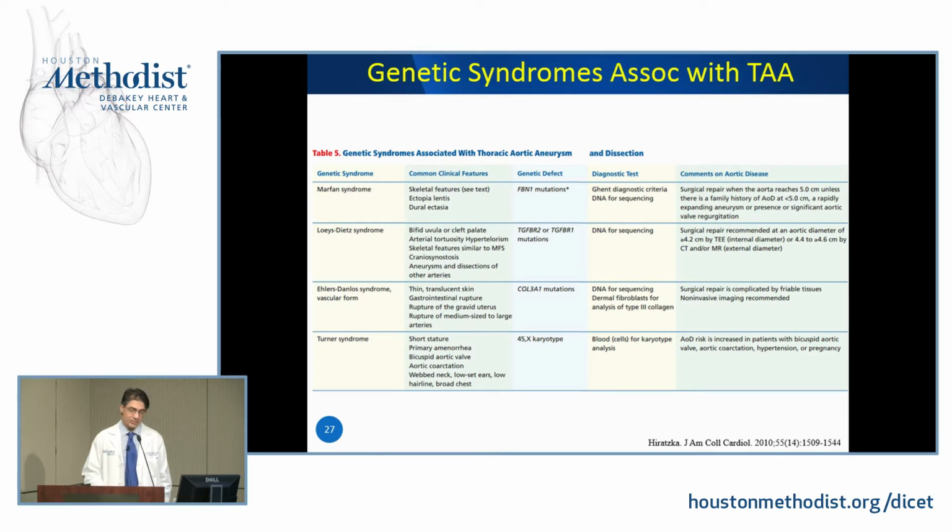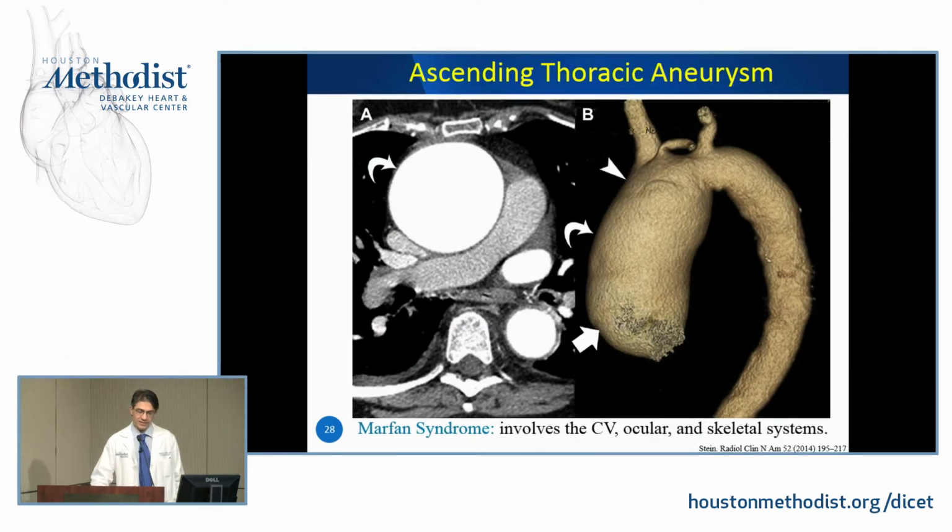These are all the diseases you've heard of: Marfan's, Loeys-Dietz, Ehlers-Danlos, Turner's. They're important not only because they have a genetic origin, but also because the decision of when to operate is much different from the average atherosclerotic population that we deal with. And this is an example of an ascending thoracic aorta from a Marfan's patient, where you have effacement of the sinotubular junction and a marked, bulbous-looking ascending aorta.